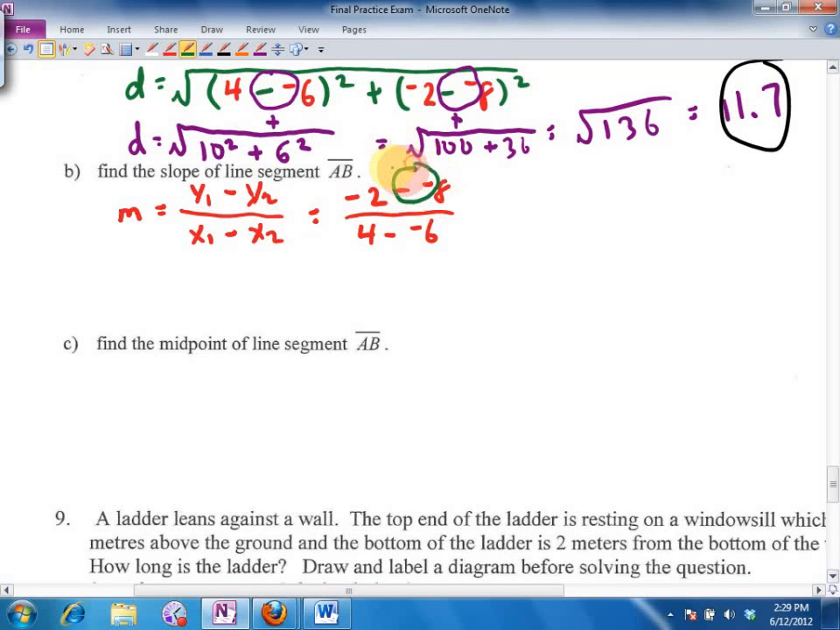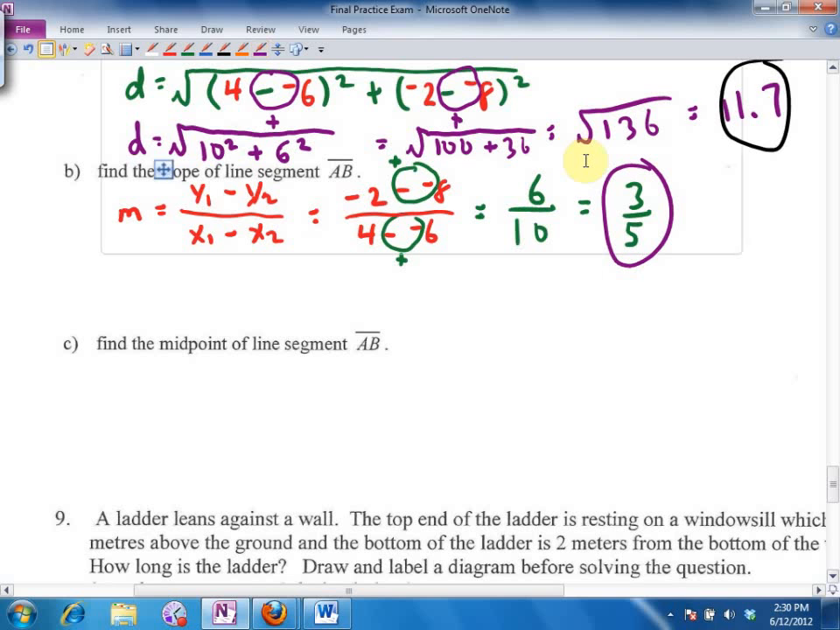That's the other thing people make a lot of mistakes on, getting it the wrong way around and putting x's on top instead. It's rise over run. Y is the y direction. Okay, so I'm going to get positive 6, positive 10. Don't forget to reduce that to 3/5. Okay, and there's your answer right there, 3/5. That's the slope, rise over run.